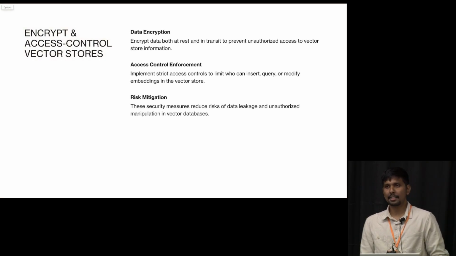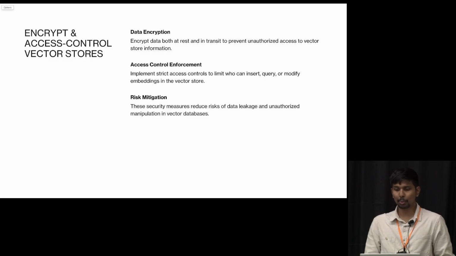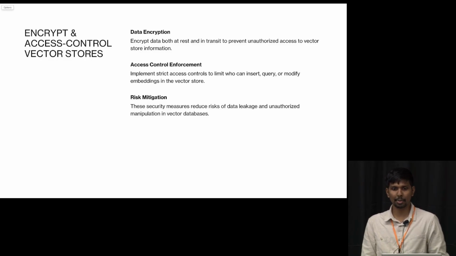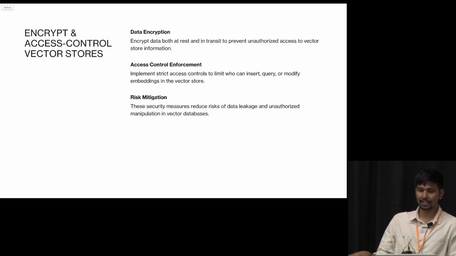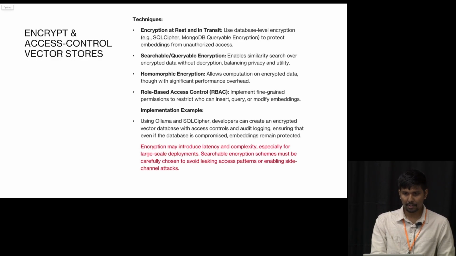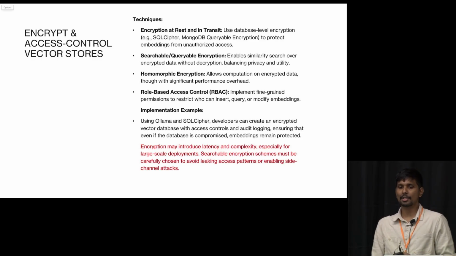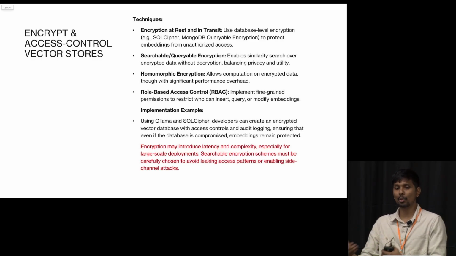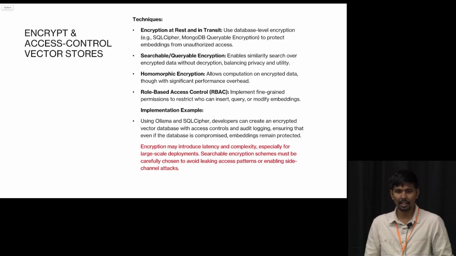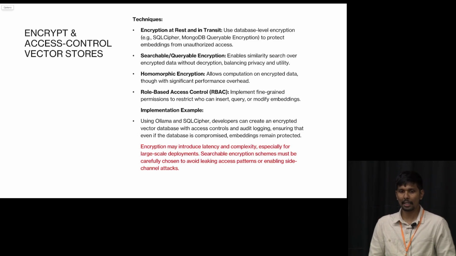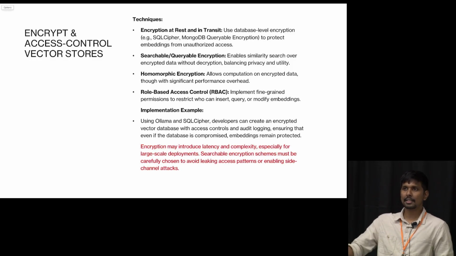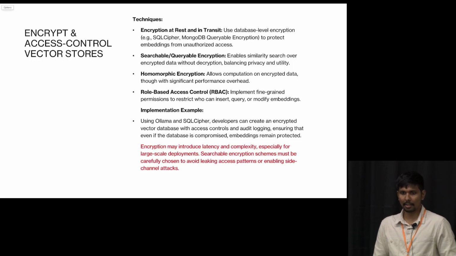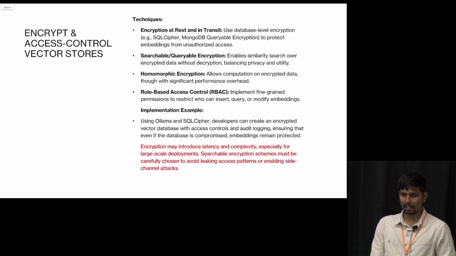So some of the defense strategies that everyone can use to prevent these kinds of attacks are data encryption at rest and in transit. It's very common nowadays for all the vector databases to provide those functionalities natively. For example, SQLCipher and MongoDB provide queryable encryption to protect embeddings from unauthorized access. In transit, we can use HTTPS or TLS. Those are common secure protocols to use in transit.